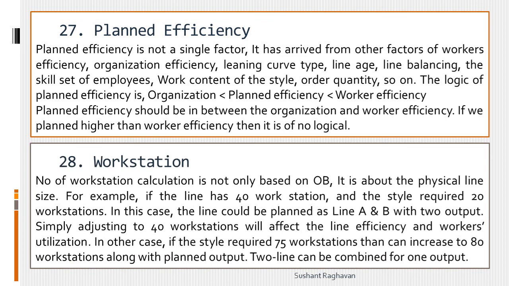Workstation. The number of workstations calculation is not only based on the OB. It is about the physical line size. For example, if the line has 40 workstations and the style requires 20 workstations, in this case the line could be planned as line A and B with 2 outputs. Simply adjusting to 40 workstations will affect the line efficiency and workers' utilization. In the other case, if the style requires 75 workstations, then we can increase to 80 workstations along with planned output. Two lines can be combined for 1 output.